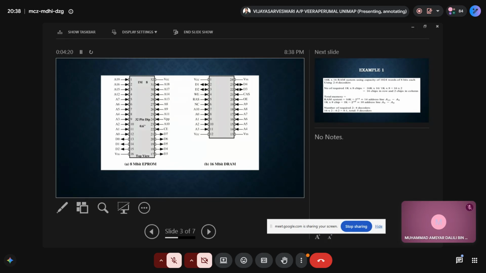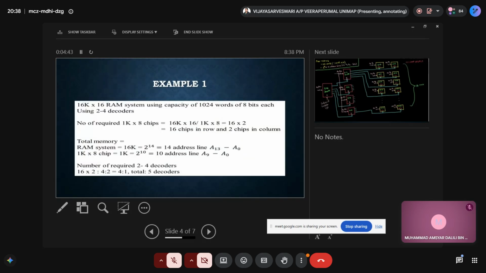Which side we have to use, whether it is a row side or a column side? That is a selection that we have to make. That's why DRAM is much slower compared to SRAM. In SRAM, we don't have such a thing. We just go directly to our memory side. So that is the one main difference between SRAM and DRAM.